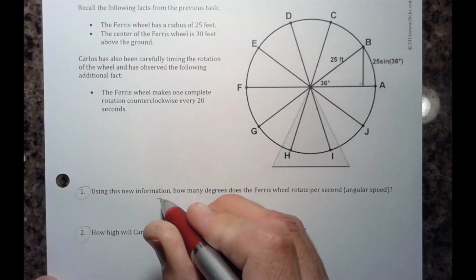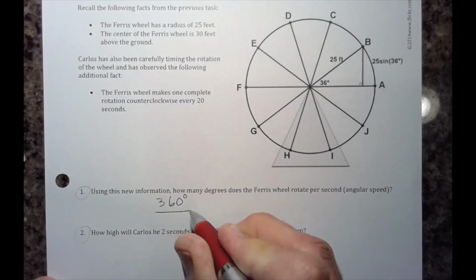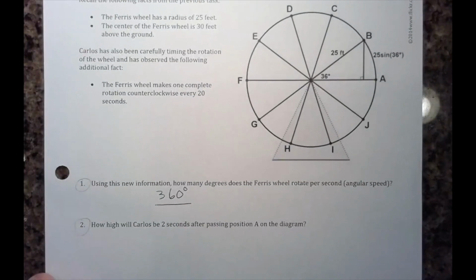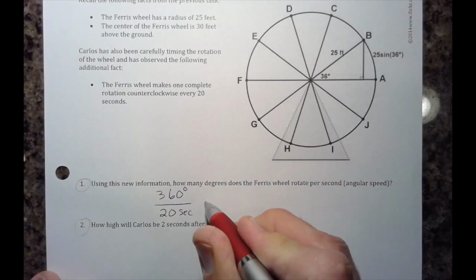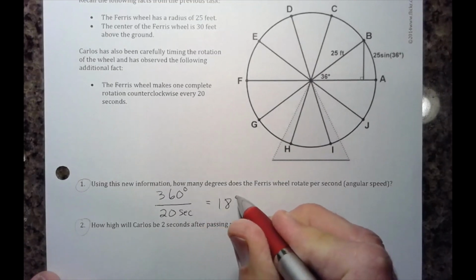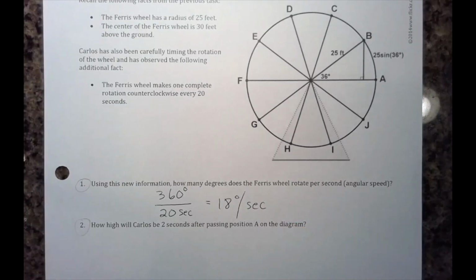Keep in mind that a full circle is 360 degrees, and if it's going a full circle, or 360 degrees, in 20 seconds, if you divide 360 by 20, you get 18. So that means this Ferris wheel is rotating 18 degrees per second. That's called the angular speed. Question 2, how high will Carlos be 2 seconds after passing position A on the diagram?